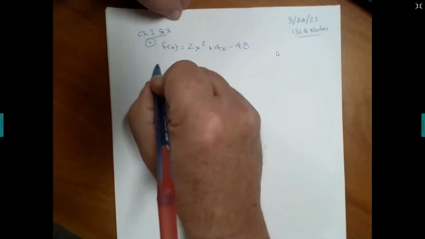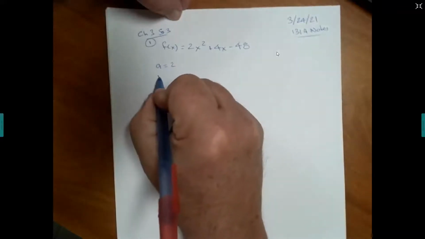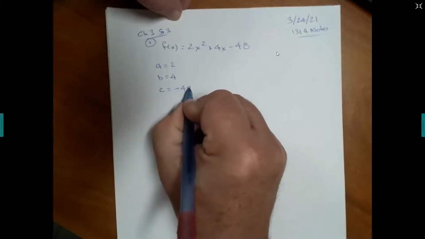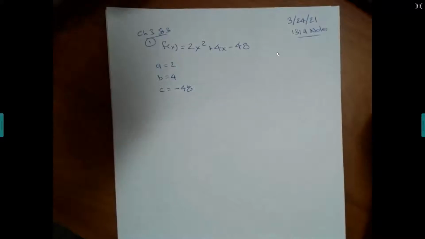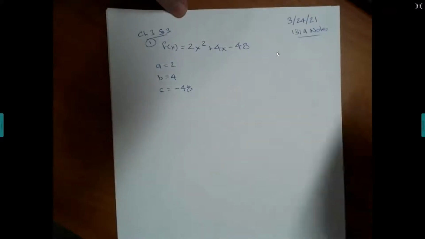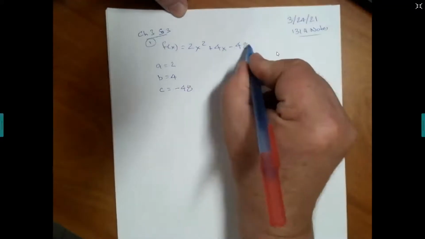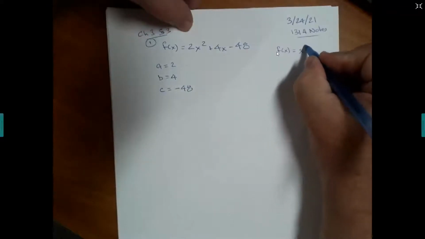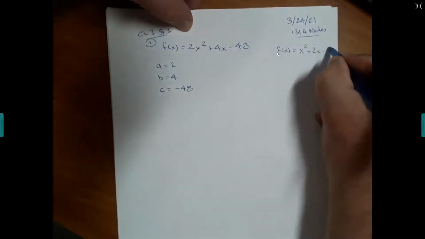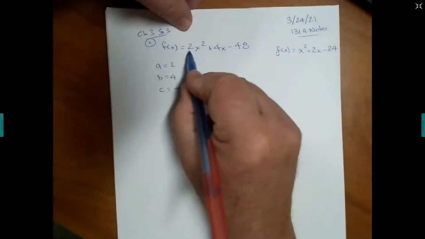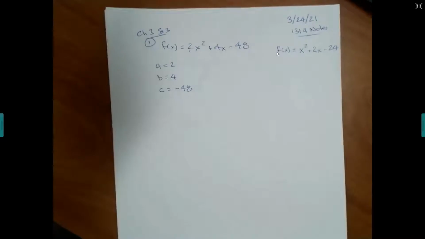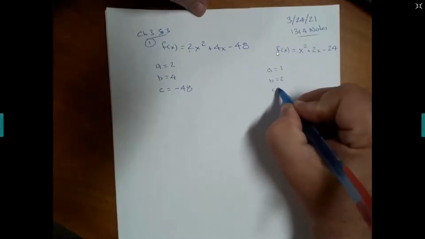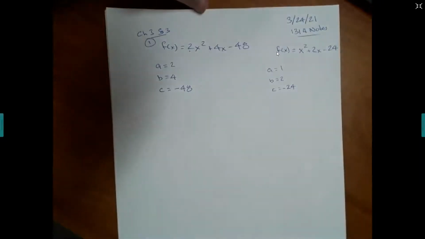Okay, so A is 2, B is 4. We'll do it both ways. It should be the same, proportionally. We'll try with this, and then also all these are even numbers, so we could divide each of these by 2, giving us x squared plus 2x minus 24. So if we divide each one by 2, we get that. So the A, B, and C here are those.